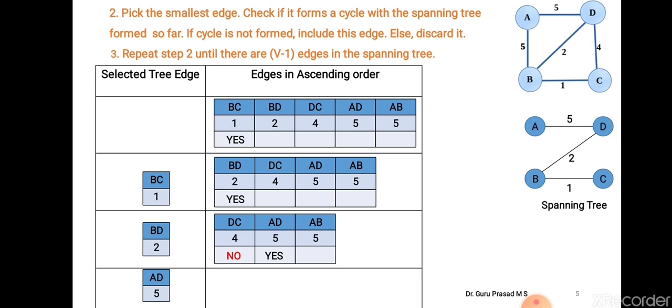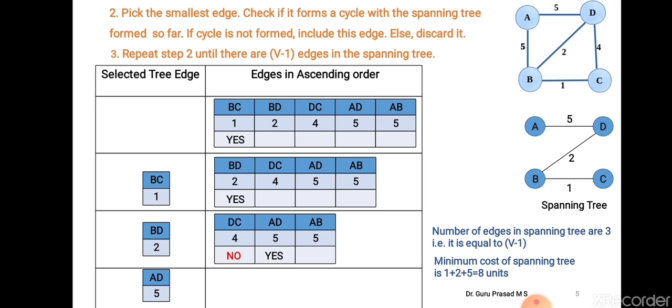Now, algorithm step 3: the total number of edges in the spanning tree is 3. It is equal to V minus 1. The number of edges in the spanning tree is 3, that is equal to V minus 1. Next I am calculating the minimum cost of the spanning tree, that is, counting the edge weights. 1 plus 2 plus 5 equals 8 units.